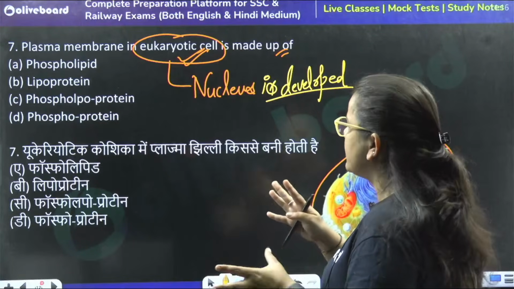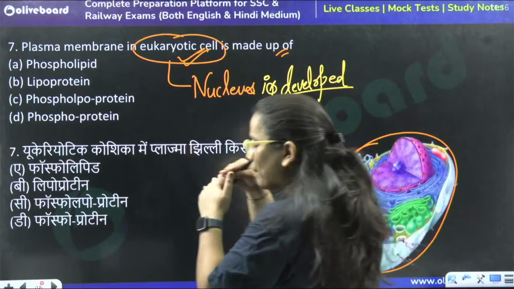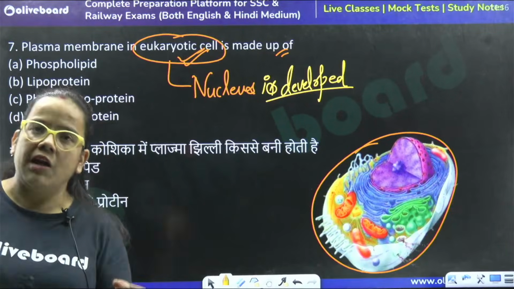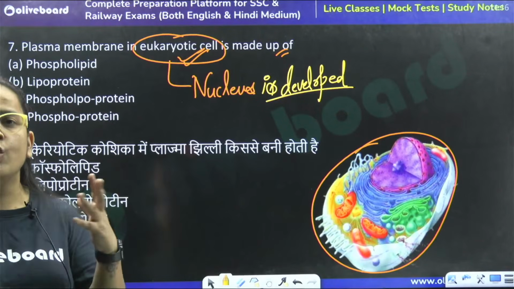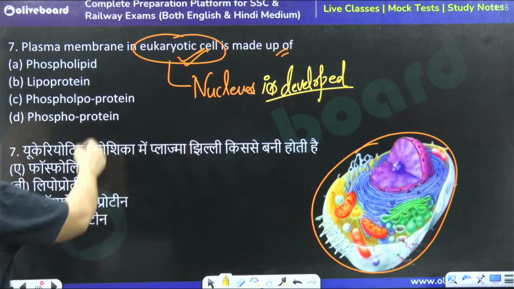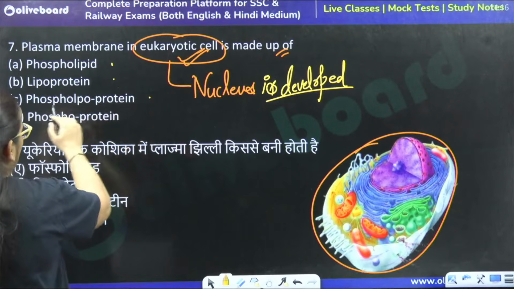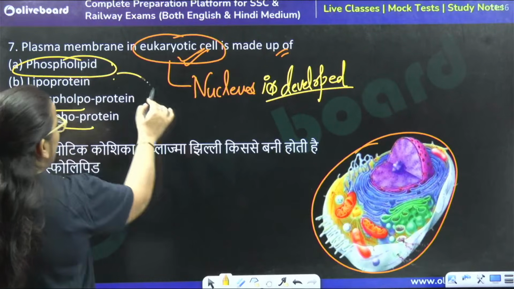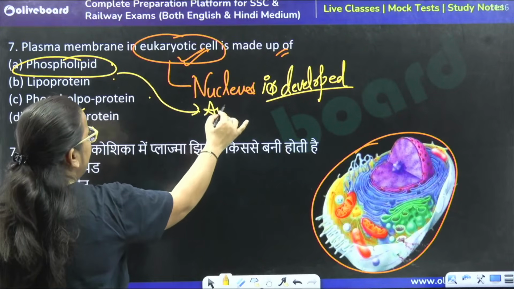The nucleus is developed. That means the nucleus is properly surrounded with the nuclear envelope, which is a double layer structure. Then after it contains a nucleoplasm, nucleoli, each and everything. Now the question is, plasma membrane in eukaryotic cell. Phospholipid, lipoprotein, phospholipoprotein, then phosphoprotein. Correct answer is phospholipid.